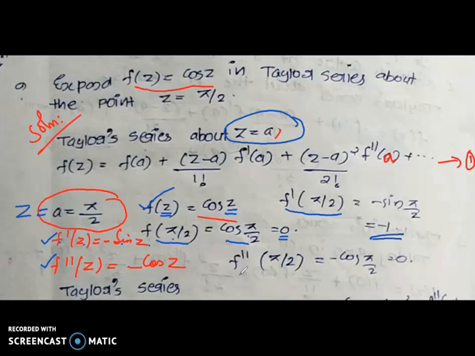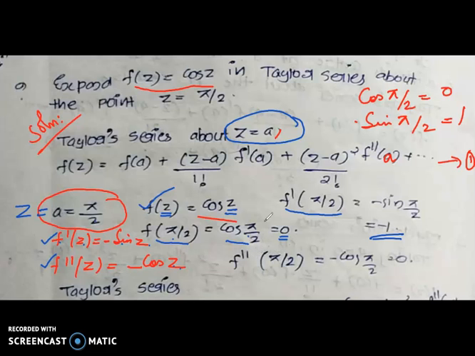Then f double dash of pi by 2. Here, instead of z, we take pi by 2 in minus cos pi by 2. Cos pi by 2 is 0, so this value is 0 here. So you should know cos 90 is 0 and sin 90 is 1, so that you get the values.